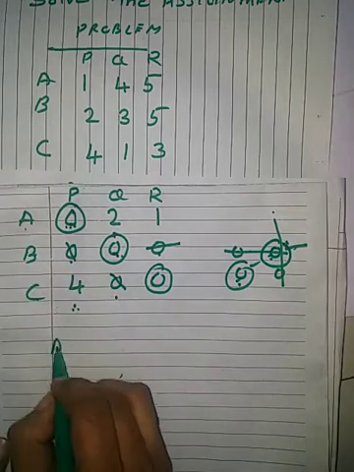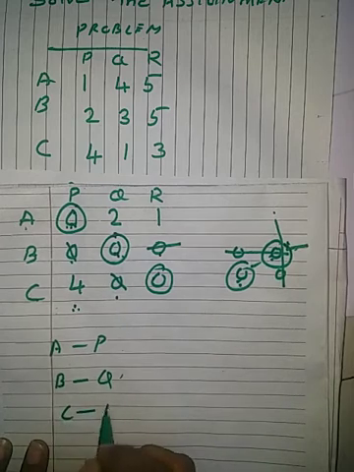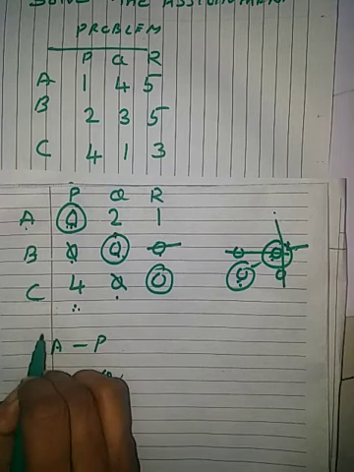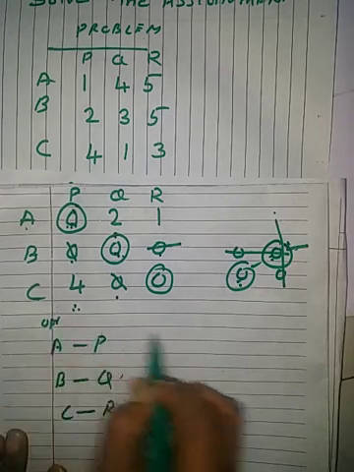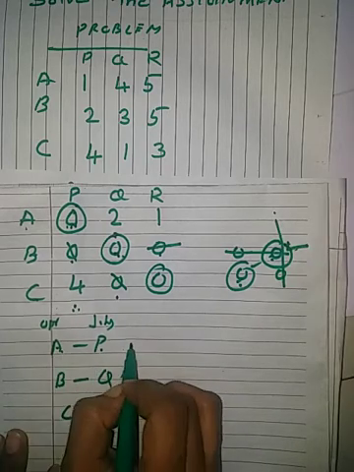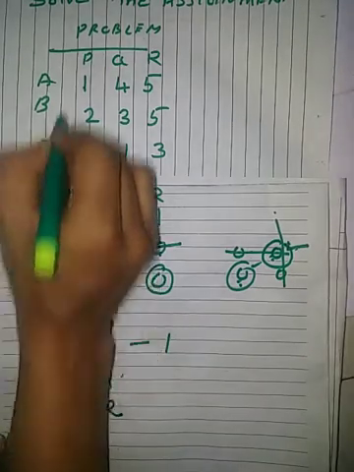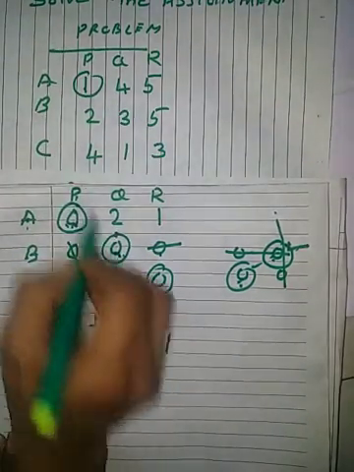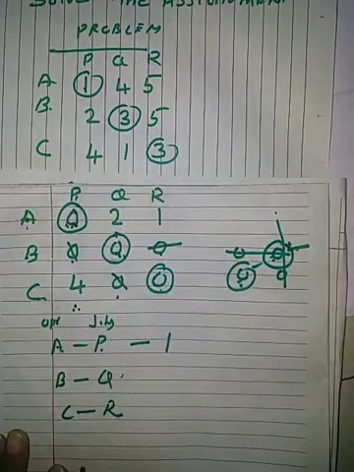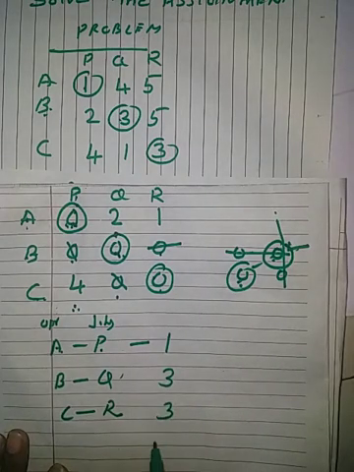So A goes to P, B goes to Q, C goes to R. A is the operator, P, Q, R are the jobs. AP combination, the timing is 1. BQ timing is 3. CR timing is 3. So BQ is 3, CR is 3.